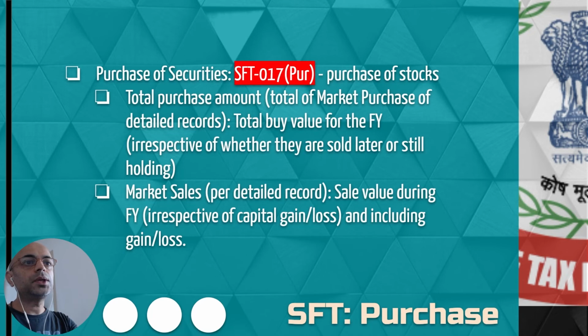SFT017 PUR will indicate the purchase of securities, so all the stocks that you have purchased through your broker. Total purchase amount will indicate the total buy value of all the shares for that financial year, irrespective of whether you have sold it later or are still holding at the end of the financial year. Market sales will indicate the sale value during the financial year, irrespective of whether it was a gain or a loss, and the amount shown in market sales will include the gain and loss.